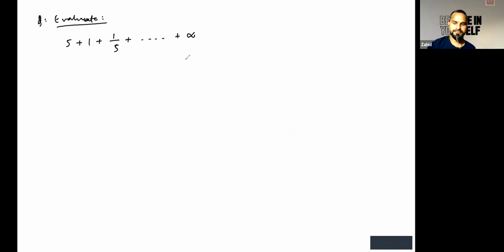Try to solve. First, check whether this expression is in AP or GP, on the basis of which calculate the common difference or common ratio. Now apply the formula. Try to solve.